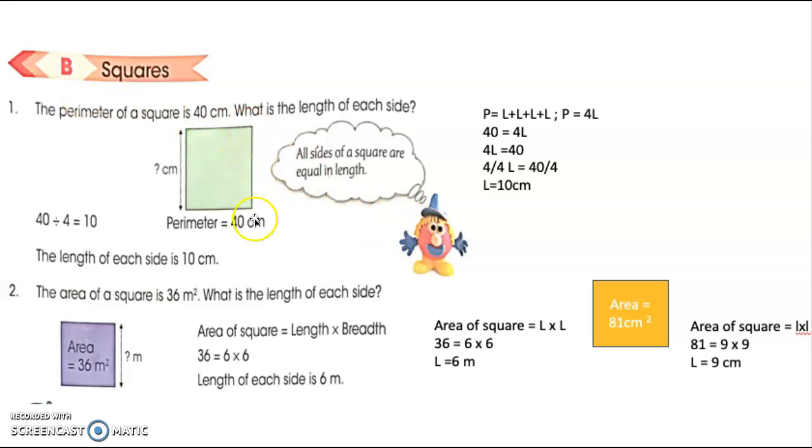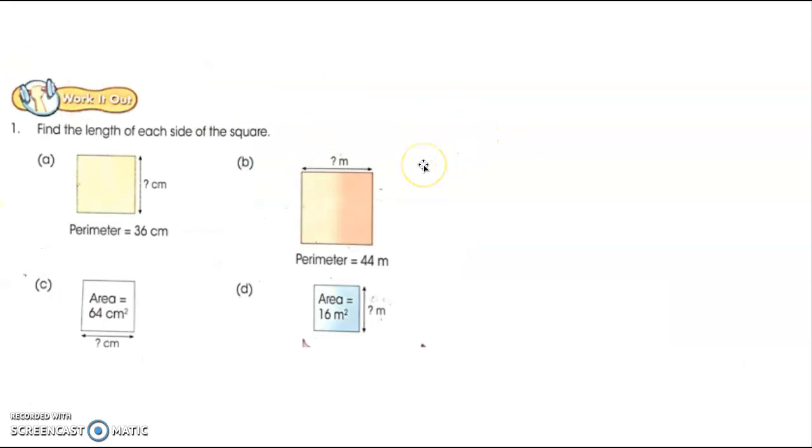So this is perimeter, this is area, both we are doing on squares. Now let's practice this one. Find the length of each side of the square. Here the perimeter is given, and here the area is given. I will do one for you and then you can do the other one, okay? Now I will do part A.